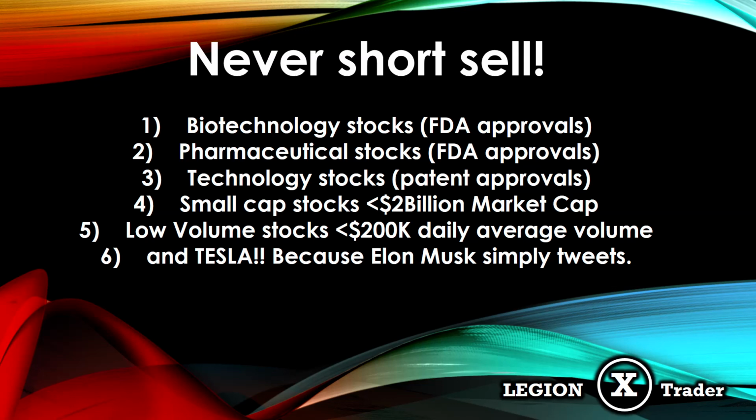And technology stocks are very subject to patent approvals, and price has a huge gap once it announces its patent approvals. So you might also lose more than you expected or intended. Then small cap stocks we also avoid: below 2 billion market cap, and very low liquidity, low volume stocks, less than 200K daily average volume. And we don't short Tesla as well because in the last 2 months, we've seen Elon Musk tweeting, and it's not healthy for us to short a stock when the CEO tweets. It gyrates the stock and sends it up and down in huge swings.